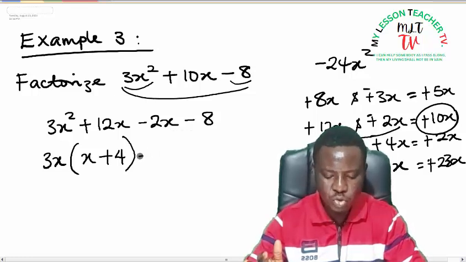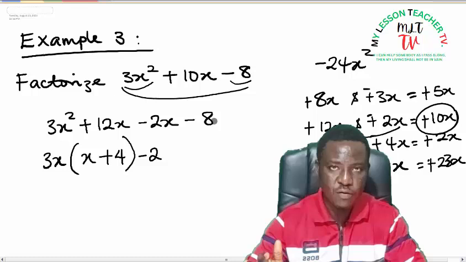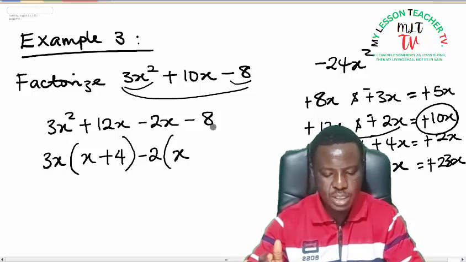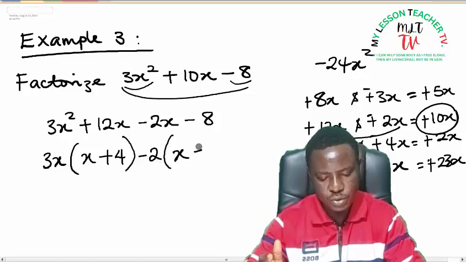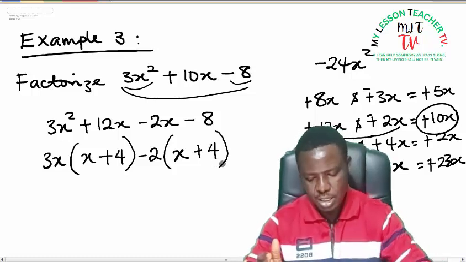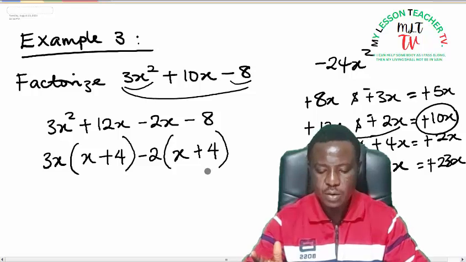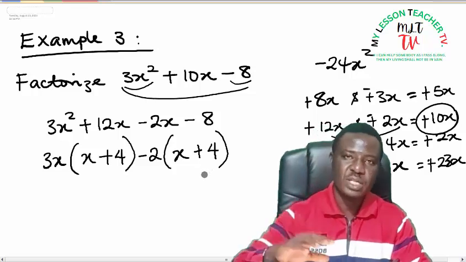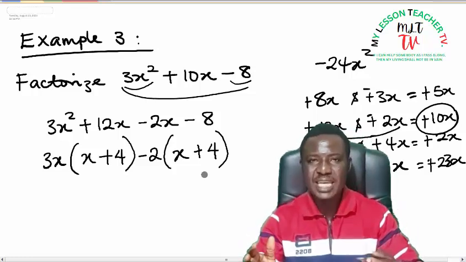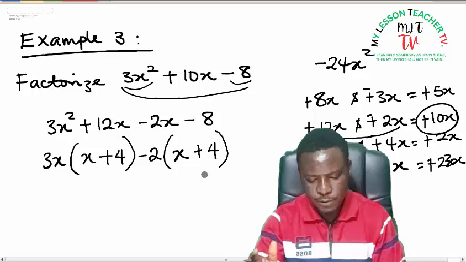What is common? Minus 2 is common because 2 is a factor of 8. So when you divide minus 2x by minus 2, you'll be left with x. And when you divide minus 8 by minus 2, you'll be left with plus 4. So having done this, you will agree with me that we have converted it from a four-term expression to a two-term expression. So we can then factorize it again to a one-term expression.